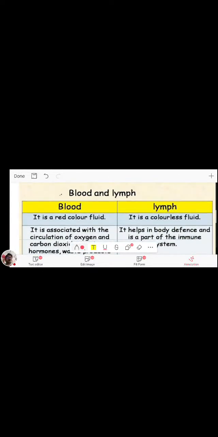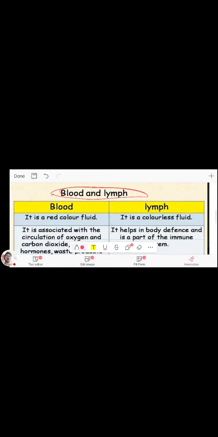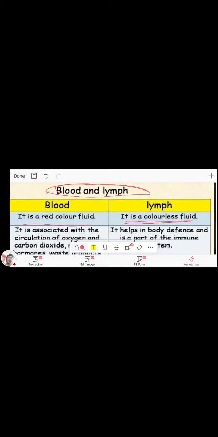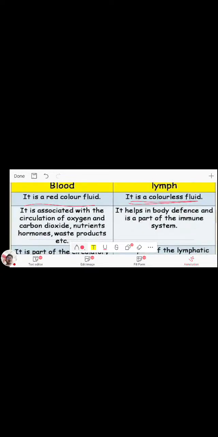So blood and lymph. If they ask the difference between blood and lymph, if you listen carefully, you can easily answer. So blood is a red color fluid but lymph is a colorless fluid. Blood is associated with circulation of oxygen, carbon dioxide, nutrients, hormones, waste products, etc.